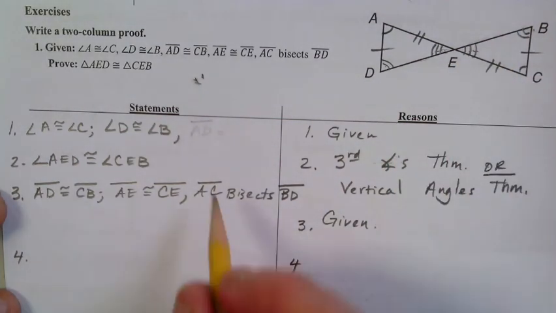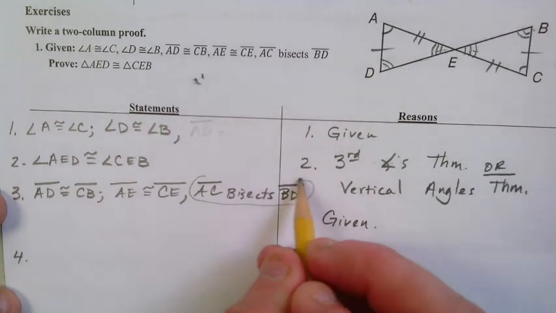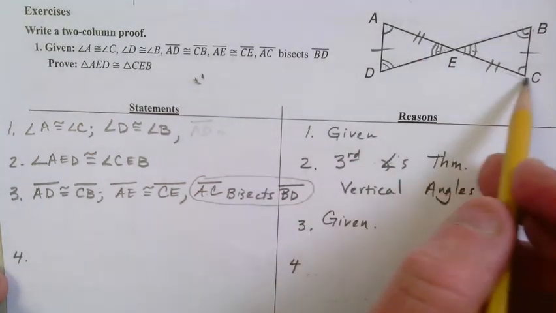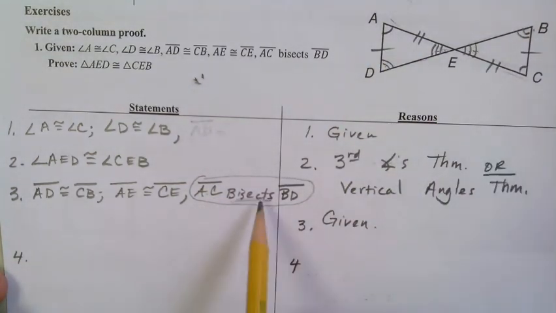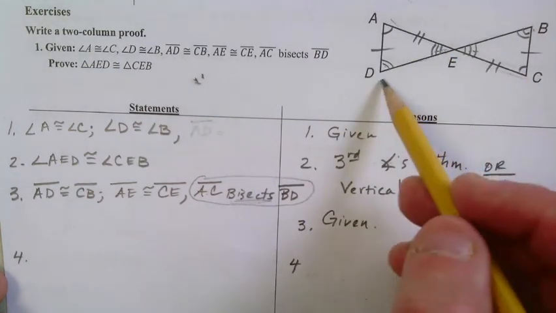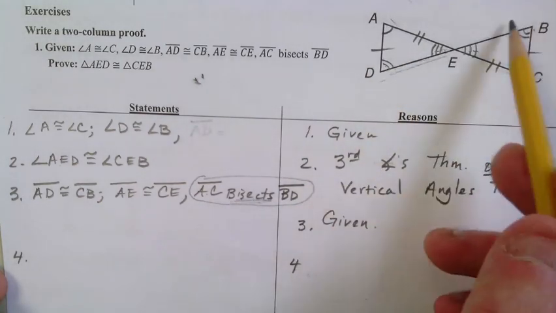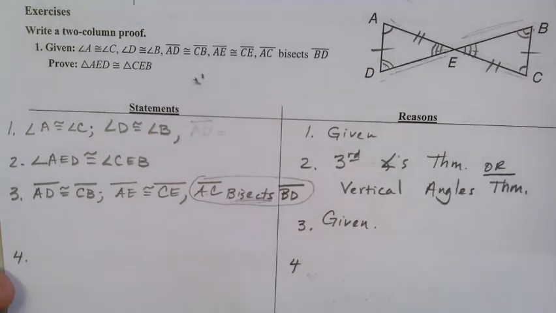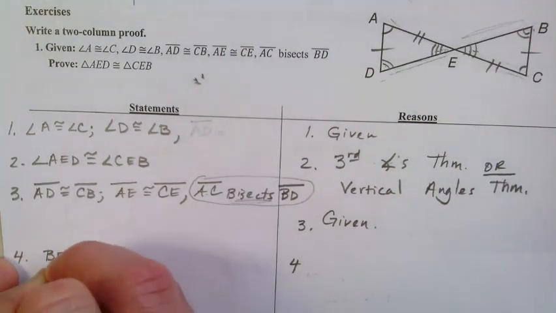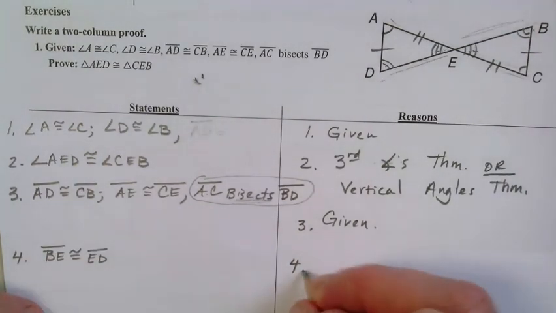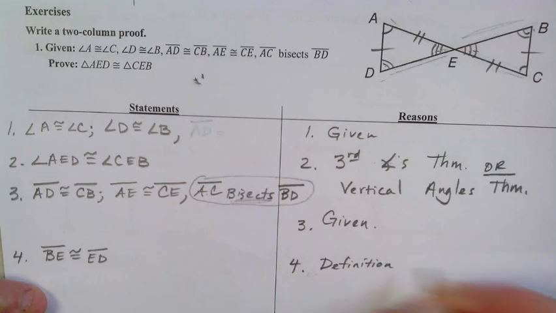Now from here, if I go to the 4th step, we don't know that this segment is congruent to this one. But if I clearly define what this means, that's going to help me tell that there's something else that's true. So if AC, remember, what does bisects mean? It means to cut in half. So if AC is cutting in half BD, well, then what do we know? Well, if this segment cuts this one in half, these 2 segments have to be equal. So I'm going to say that BE is congruent to ED by the definition of bisects. Okay?